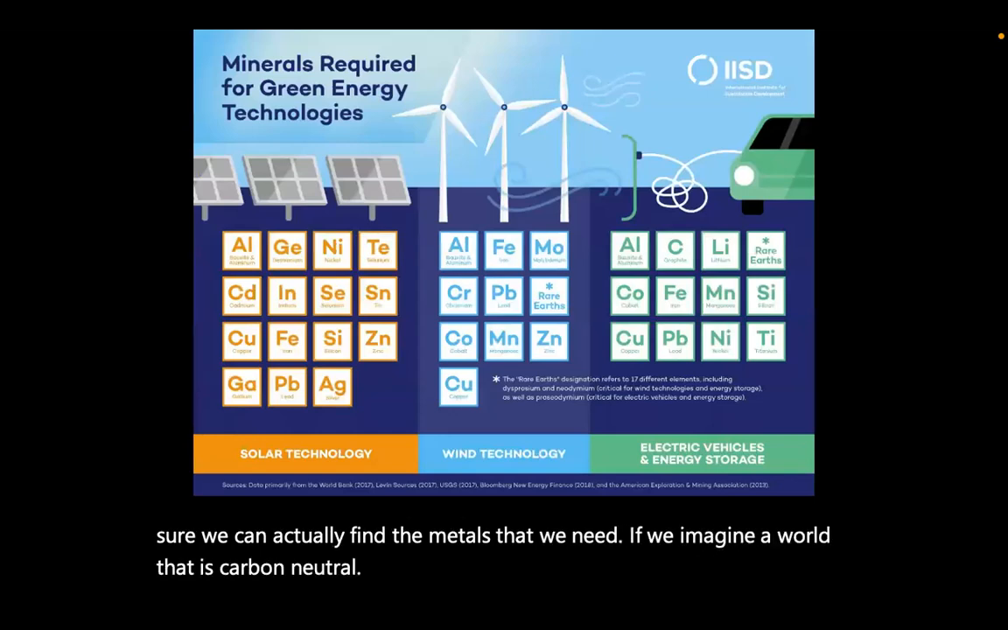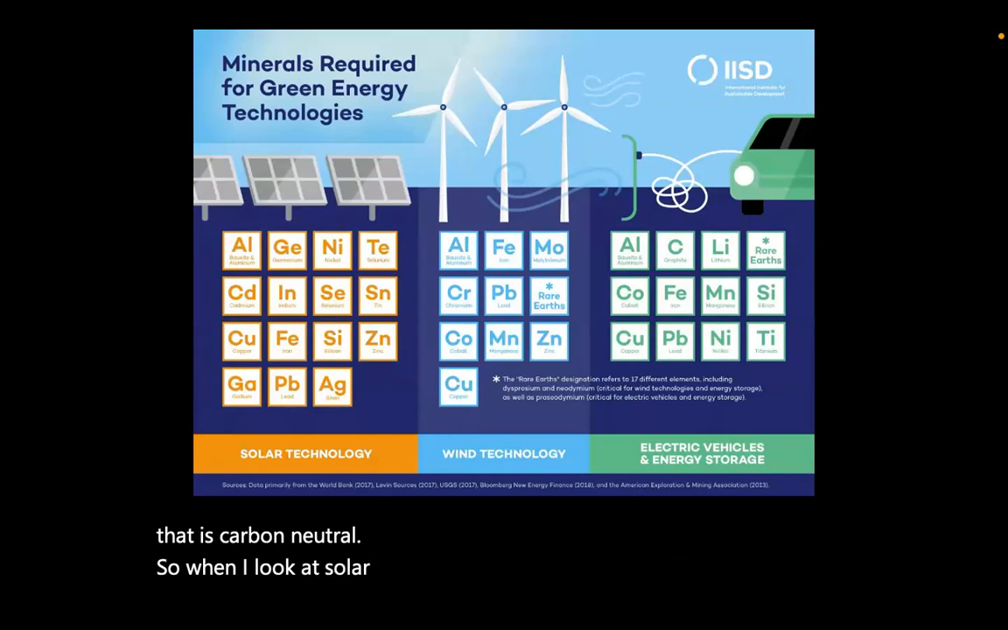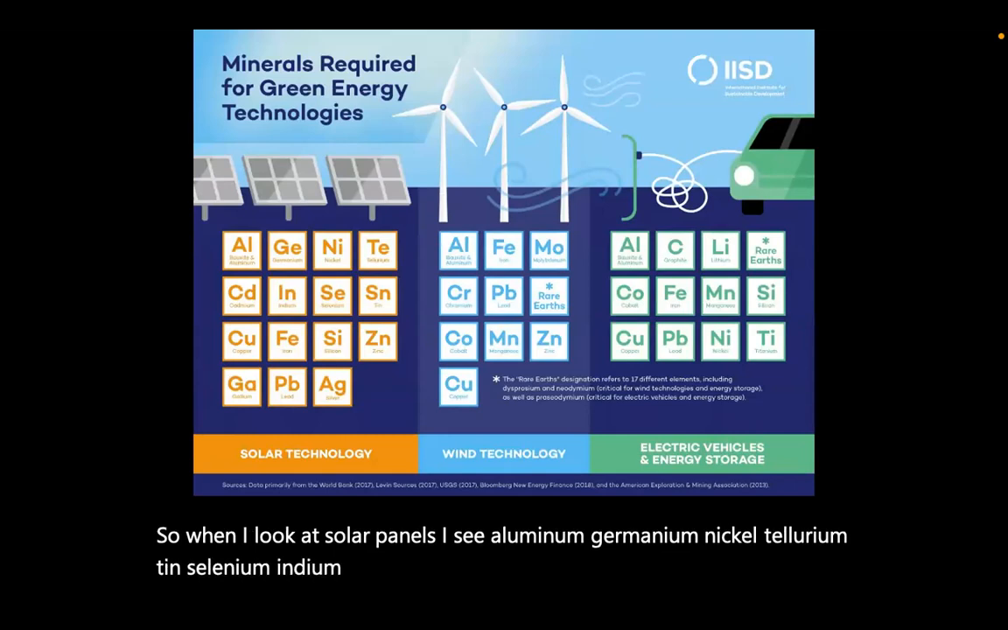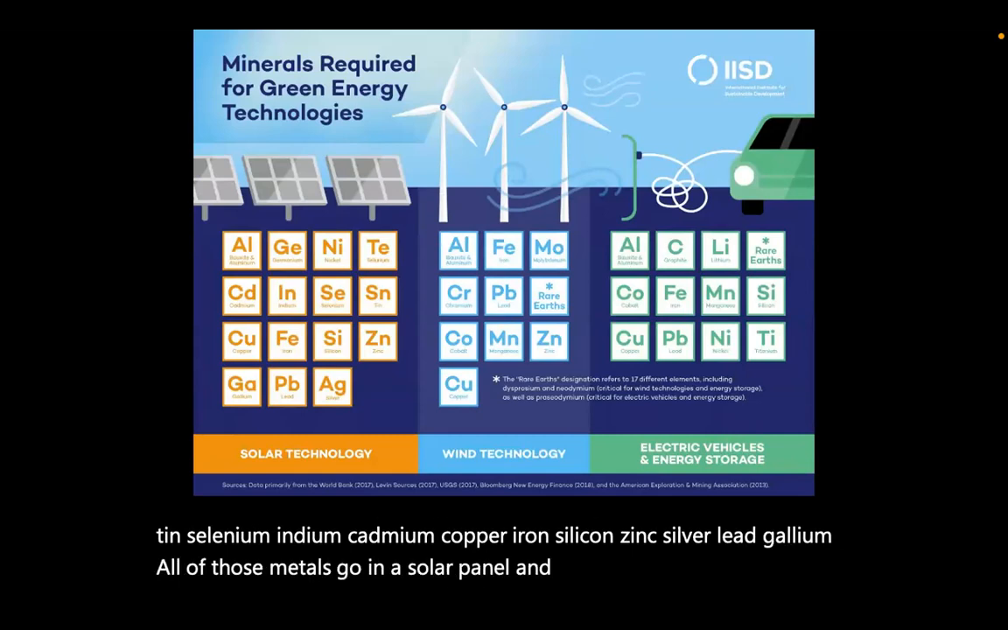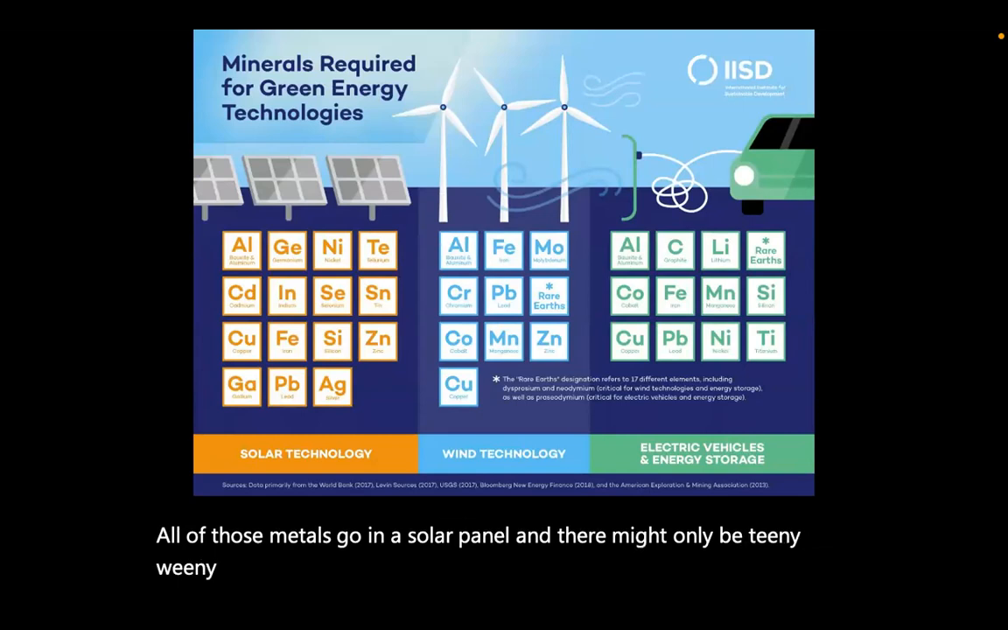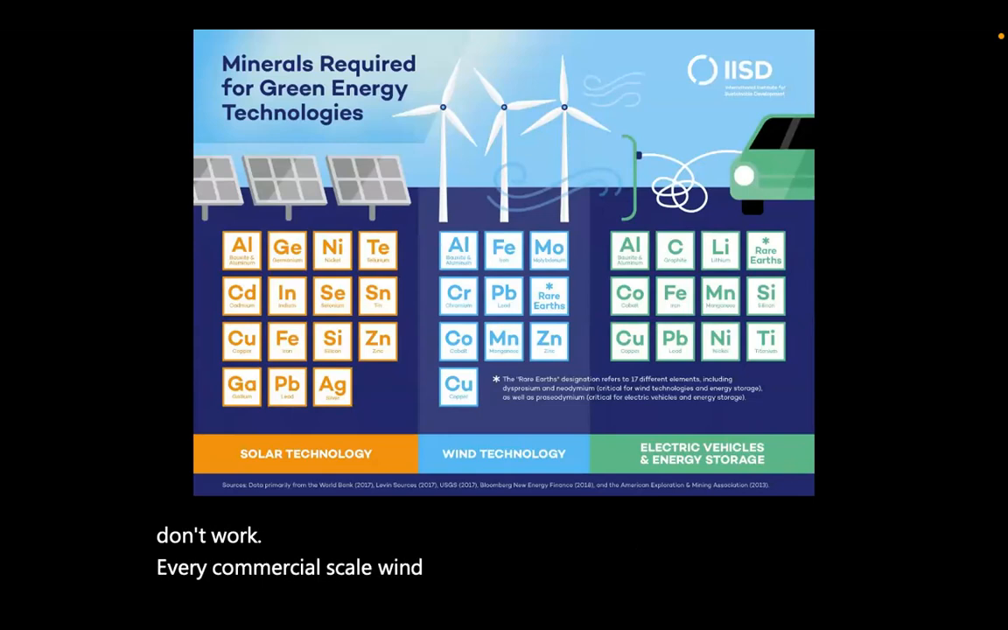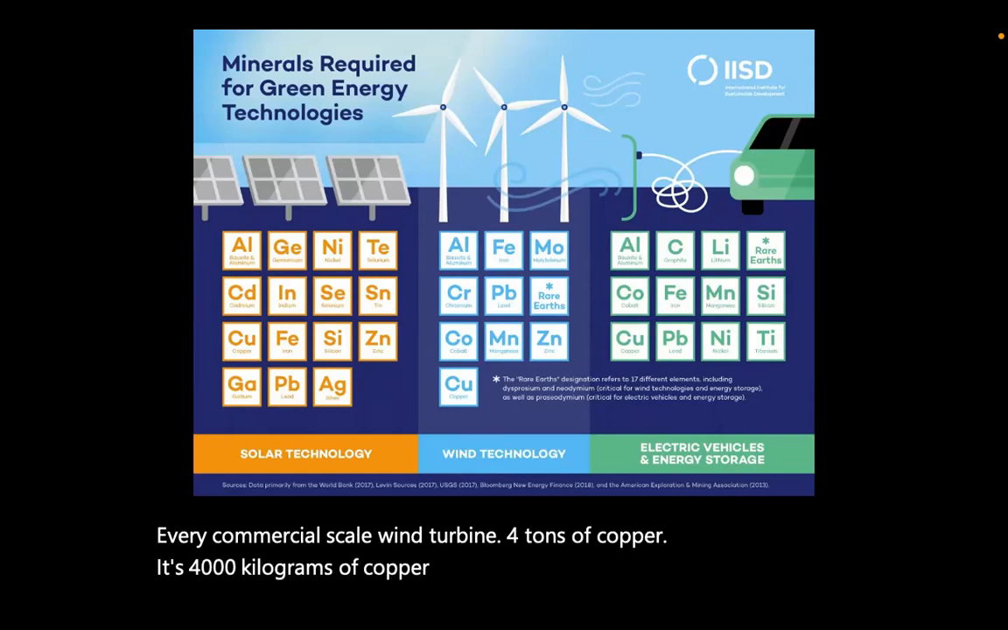So when I look at solar panels, I see aluminum, germanium, nickel, tellurium, tin, selenium, indium, cadmium, copper, iron, silicon, zinc, silver, lead, gallium, all of those metals go in a solar panel. And there might only be a teeny weeny bit, but they have to be in there or else the solar panels don't work. Every commercial scale wind turbine, 4 tons of copper. It's 4,000 kilograms of copper in every single commercial scale wind turbine, right?